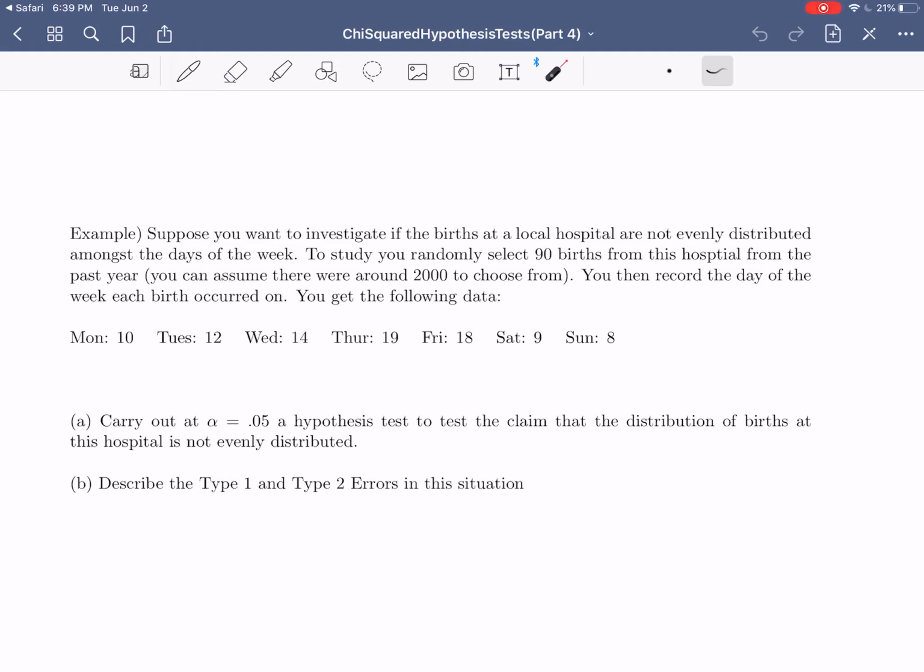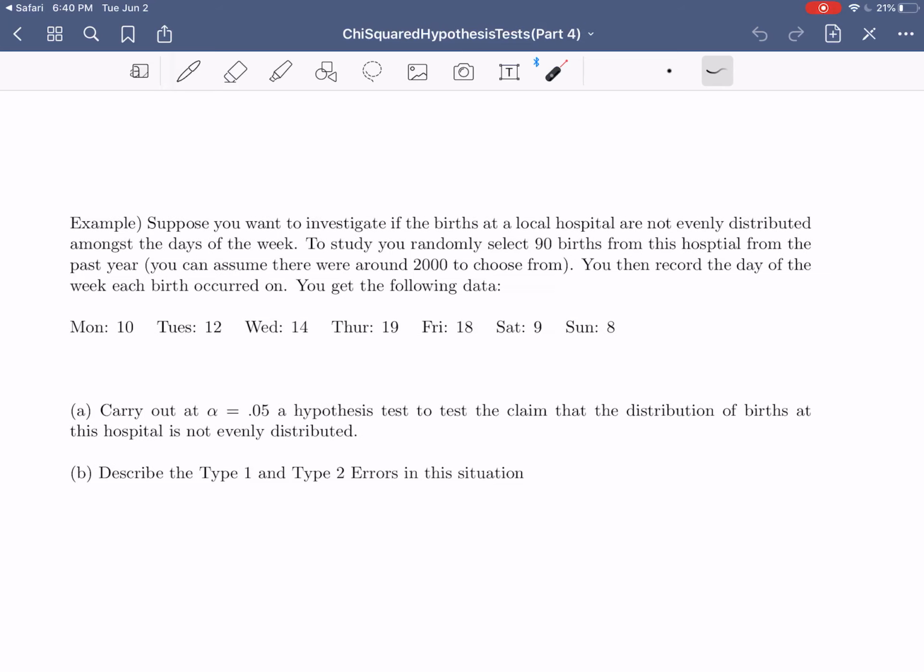In today's video, we're going to be taking a look at another example of running the most recent hypothesis test that we learned, which is the chi-squared goodness of fit test. Before we get into this example, I'd like to give a little bit of background about some of the data here, because this again is based on a famous statistical case.